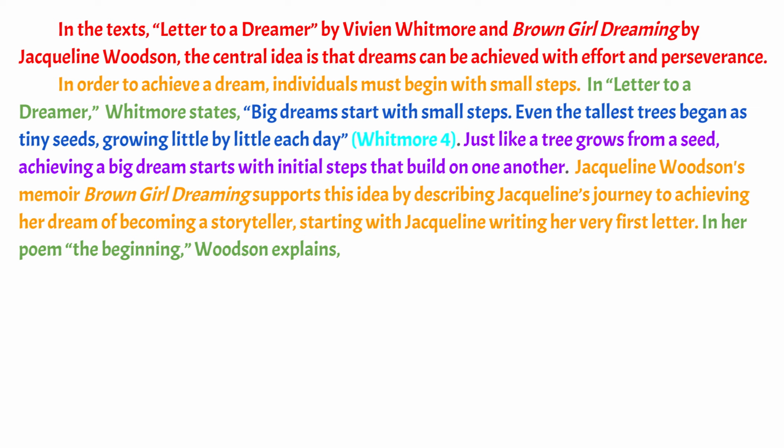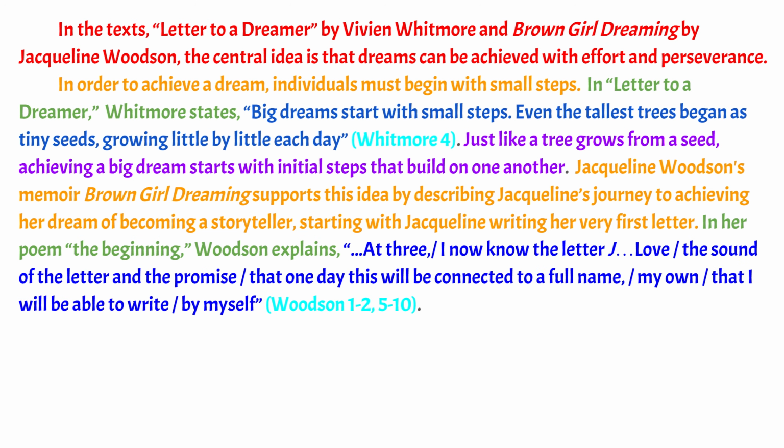But in the poem, the beginning, from Brown Girl Dreaming, you could do that. Woodson explains, same exact thing. I'm saying who's the writer, who's the author, and I'm not using the word says. I want to upgrade, so I say explains. And you could find other words too, obviously. Explains, illustrates, describes, whatever the situation is, as long as the word makes sense. Put the comma at the end of that, and here's my quote.